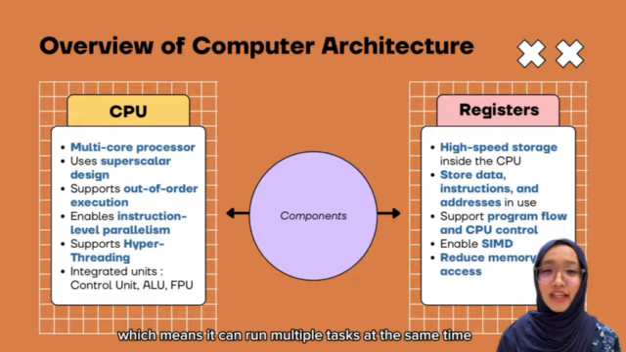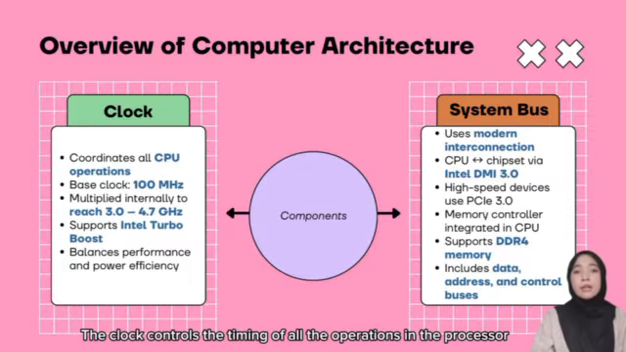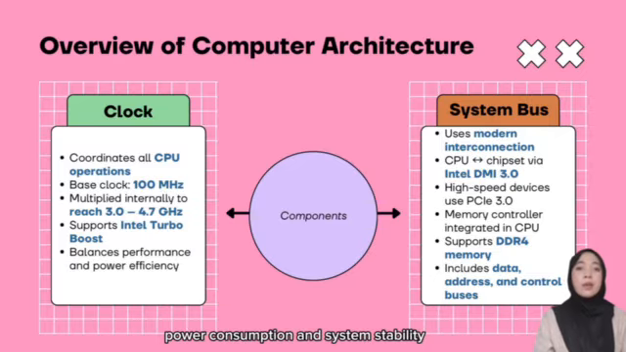The next component of the computer architecture of Intel Coffee Lake is the clock. The clock controls the timing of all the operations in the processor. Coffee Lake processors start with a base clock and multiply it to reach high speeds, often above 3 GHz. With Intel Turbo Boost technology, the clock speed can increase temporarily when more performance is needed. This helps the processor balance speed, power consumption, and system stability.